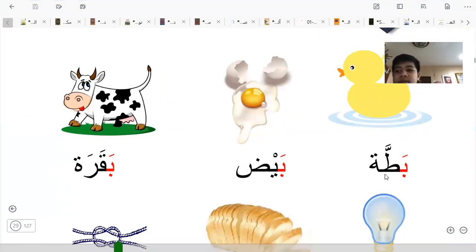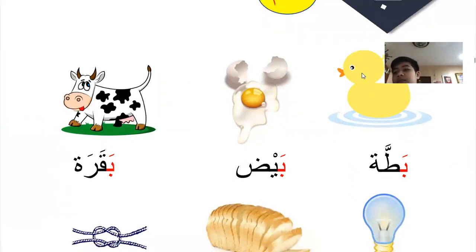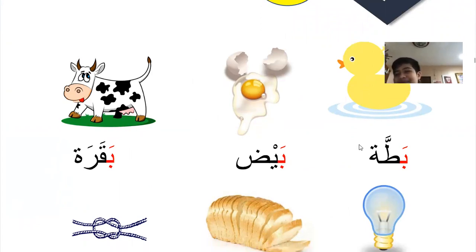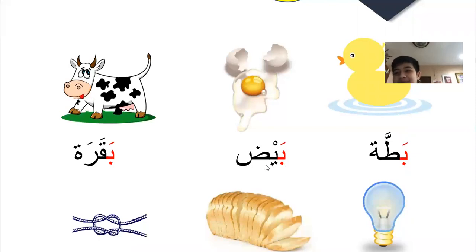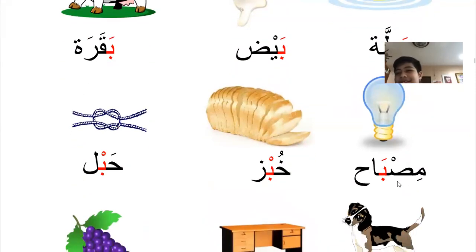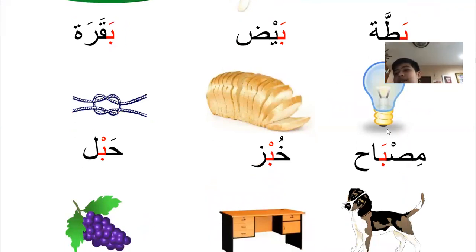Batta. Batta means duck. Then baid, egg. Baid. Egg. Also read the meaning. Egg. Bakara, cow. Good. Misbah, bulb. Light bulb.